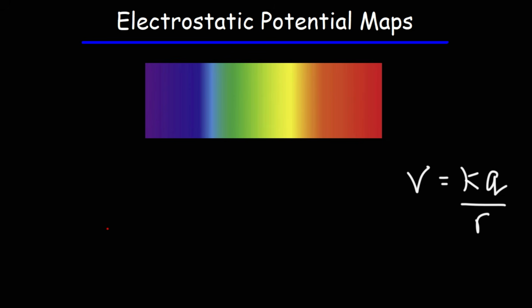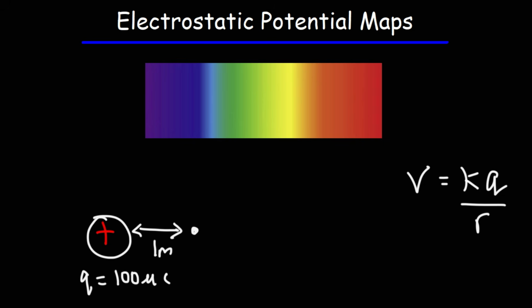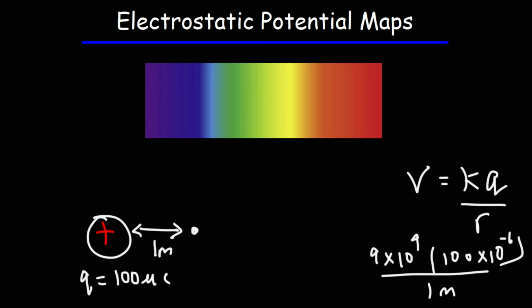So let's say you have a positive charge with a Q value of 100 microcoulombs. At a distance of 1 meter away from that charge, it's going to create an electric potential, and we can plug it in this formula. K is 9 times 10 to the 9. Q is 100 times 10 to the minus 6. And at a distance of 1 meter, this charge will create an electric potential of 900 volts.